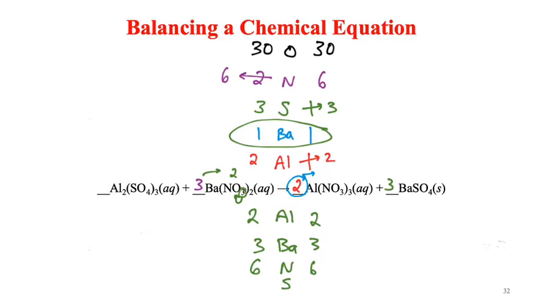And what's our sulfur? 3 and 3. Our oxygen, 30 and 30. We've now gone through a second time where we didn't change any numbers, which means we're arguably done. Okay, but we could go back and check it again.